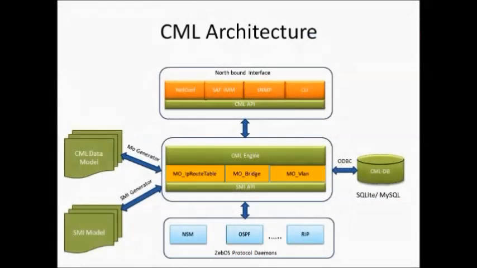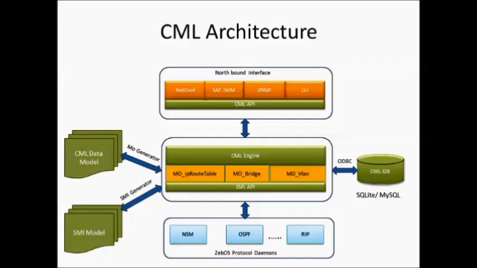Here is the very high-level architecture of the ZebM framework. The framework consists of a CML engine. The CML engine is the component responsible for receiving the configuration requests from the various northbound applications, for example netconf, CLI or SNMP. The SMI APIs are towards the southbound. The CML engine uses the SMI API to send the configuration request to the device or the applications running inside the device. The data model is the abstraction of the resources which need to be managed.